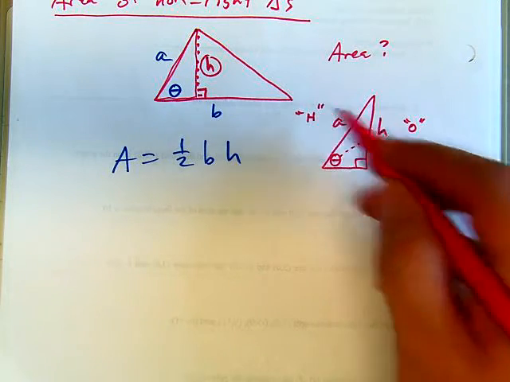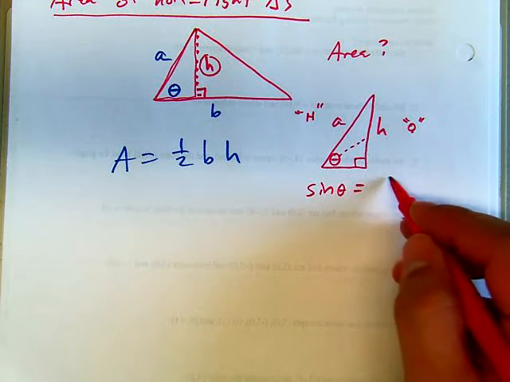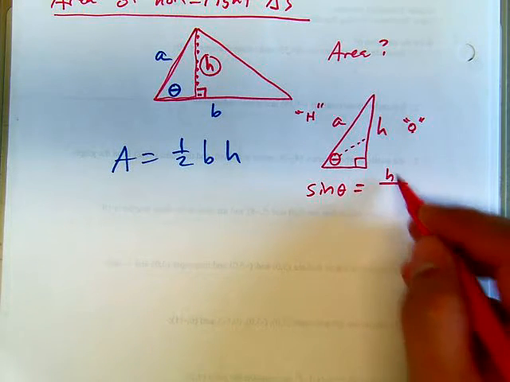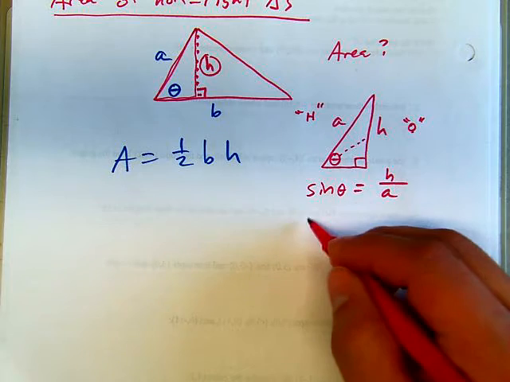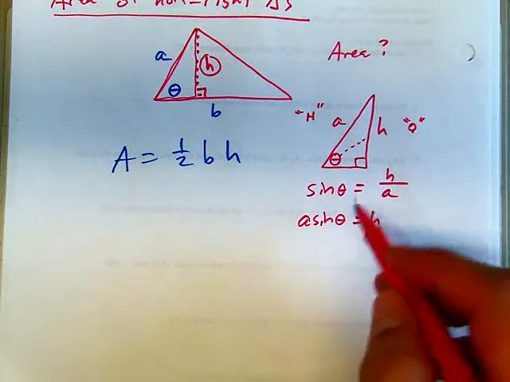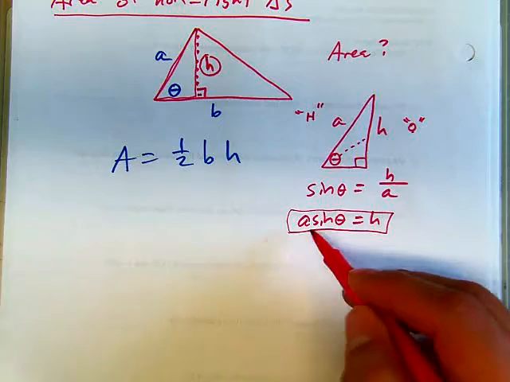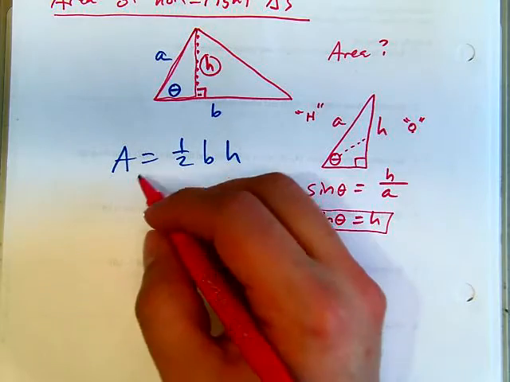This is the hypotenuse over here. So that would be sine theta equal to opposite, which is h, over hypotenuse, which is a. So if I solve for the height, multiply by a on both sides. Now I know what the height is in terms of an angle and a side that I have already.